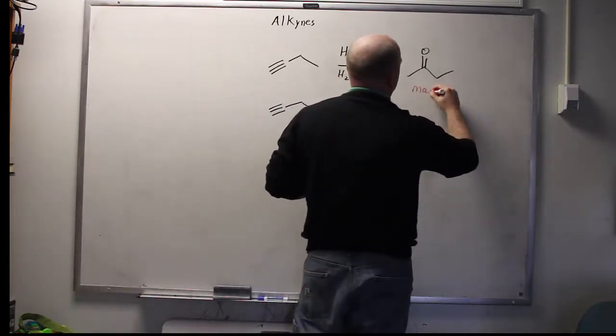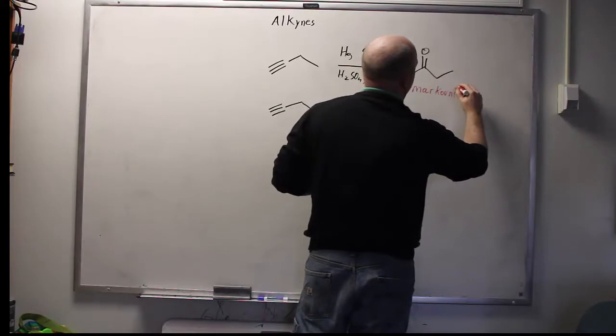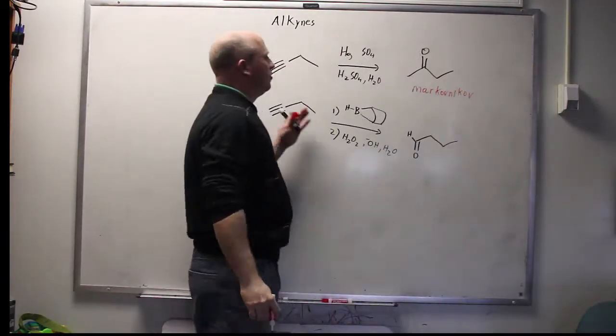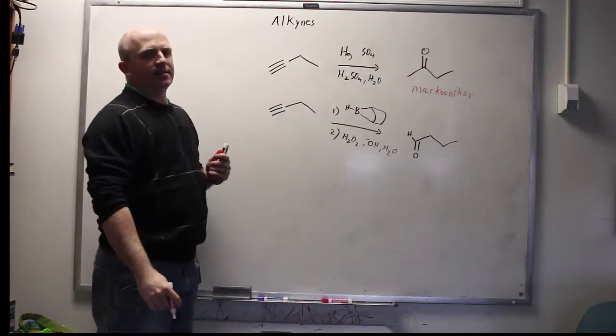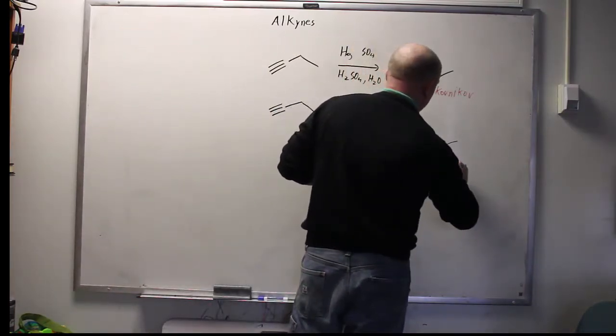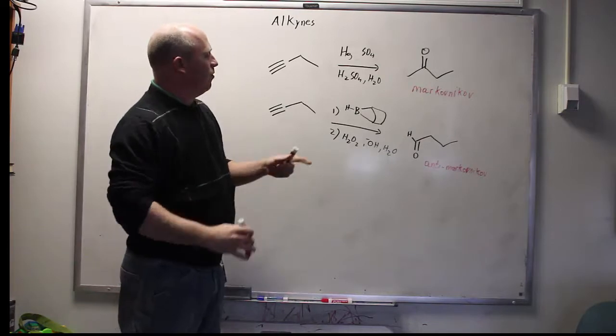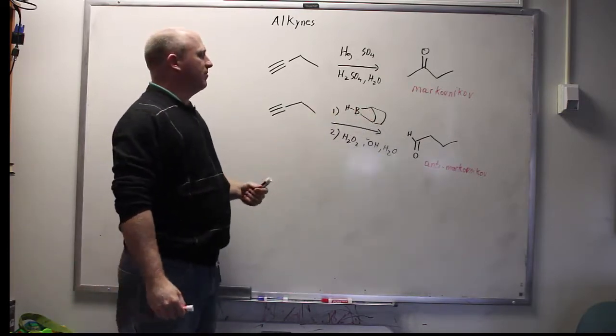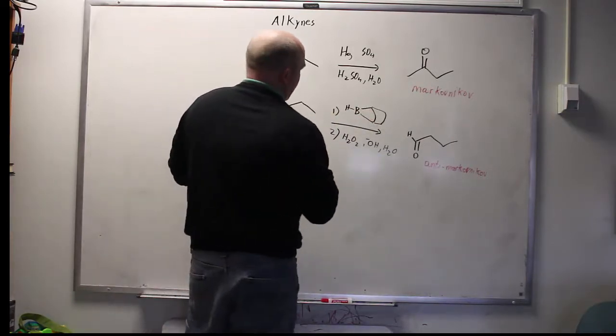But the message is that you can do a Markovnikov addition of water across a triple bond by using mercury, and you will isolate the ketone at the other end. You can do an anti-Markovnikov addition of water with a borane, and if you want it to be relatively selective, you use a relatively large borane. 9-BBN is what I have drawn there.